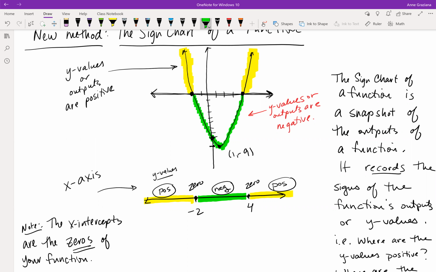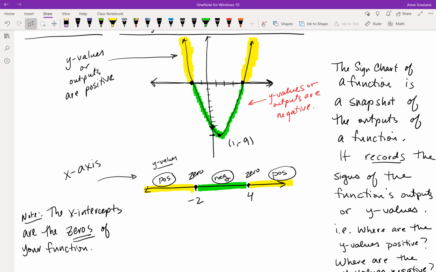And when I say this is a snapshot, what we're basically doing is taking that graph and putting the information on a number line, which is a lot easier than actually graphing it. I mean, we already spent time graphing this because I wanted you to see it, but we wouldn't actually have to do it to know where my outputs are positive or negative.